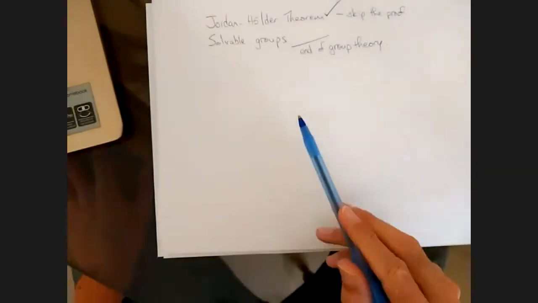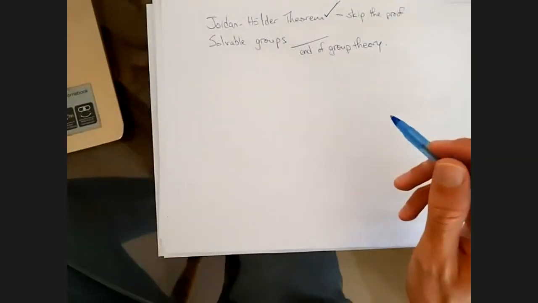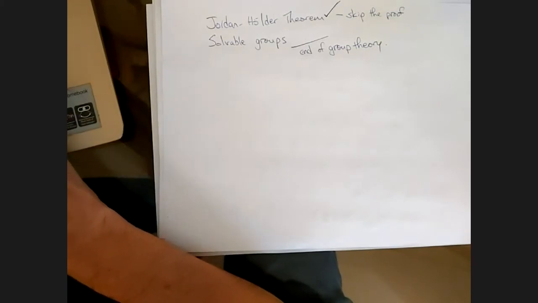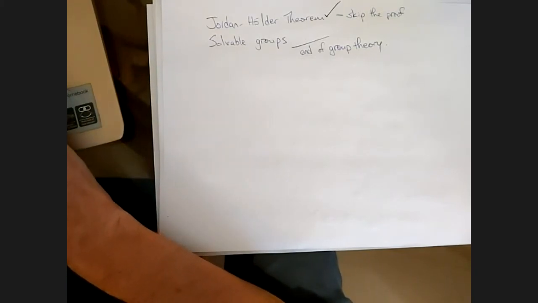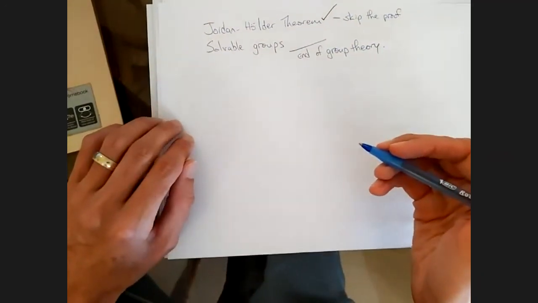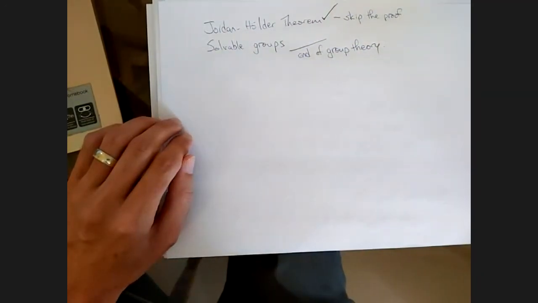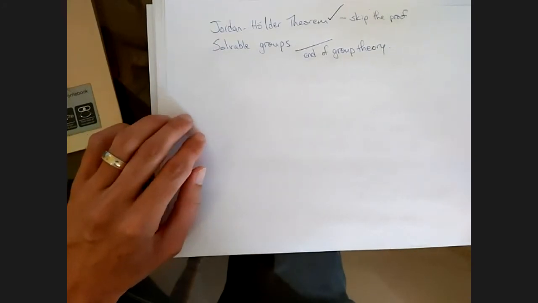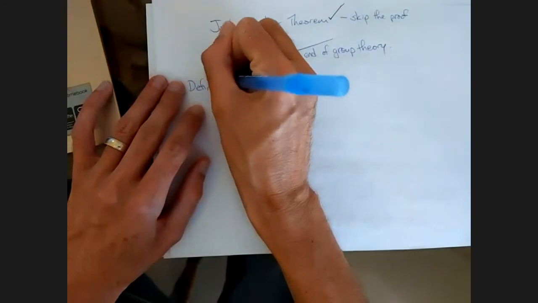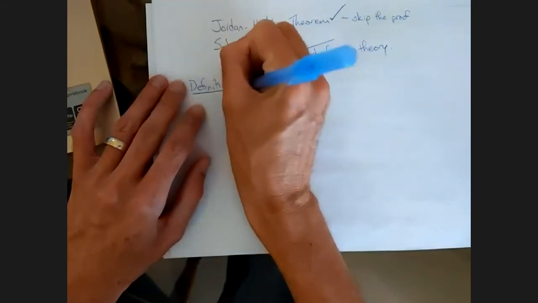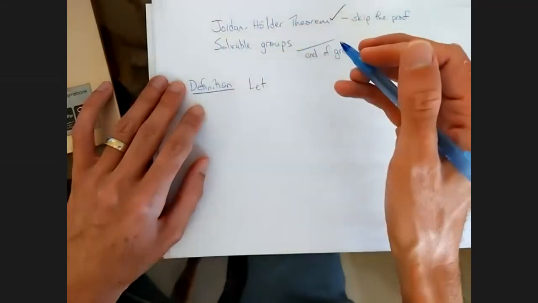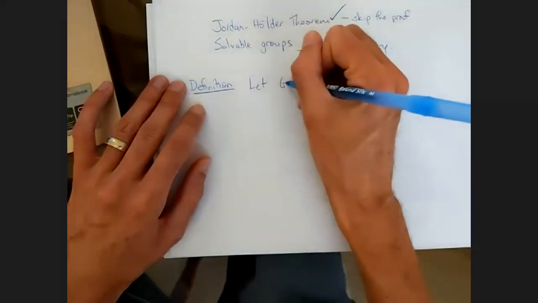So what I'm hoping to do today is to get to this statement of the Jordan-Holder theorem. Okay, we have to define what a normal series is. So let G be a group.